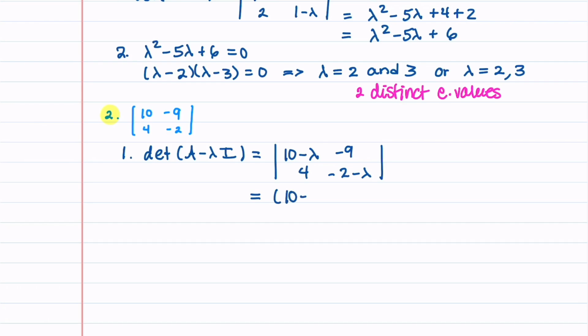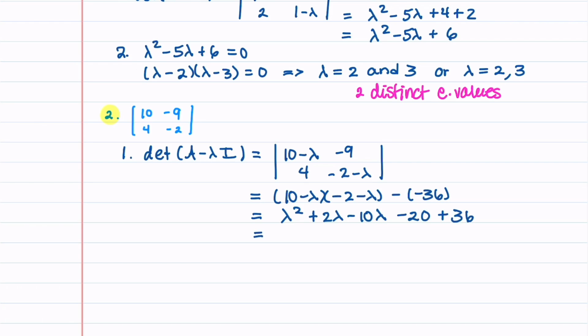This is equal to 10 minus lambda times minus 2 minus lambda, minus a negative 36. Multiplying everything out, we get lambda squared plus 2 lambda minus 10 lambda minus 20 plus 36. Combining all the like terms, we get lambda squared minus 8 lambda plus 16.